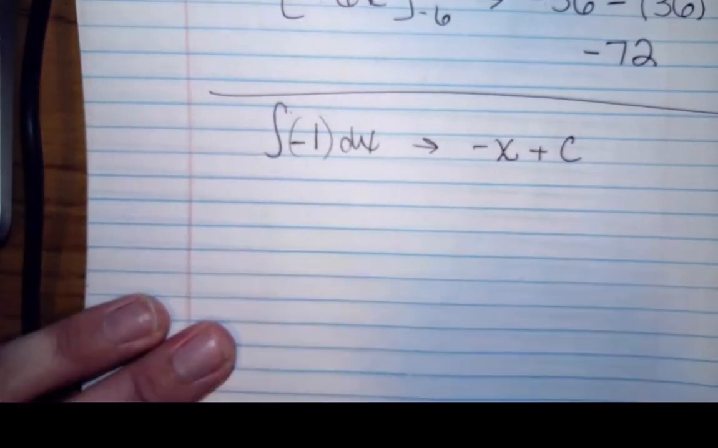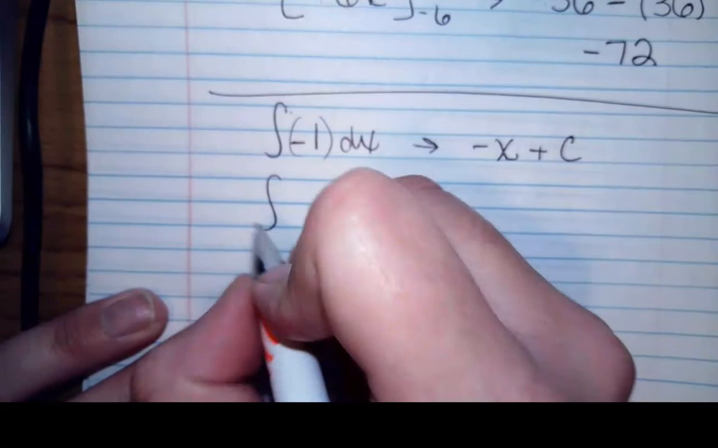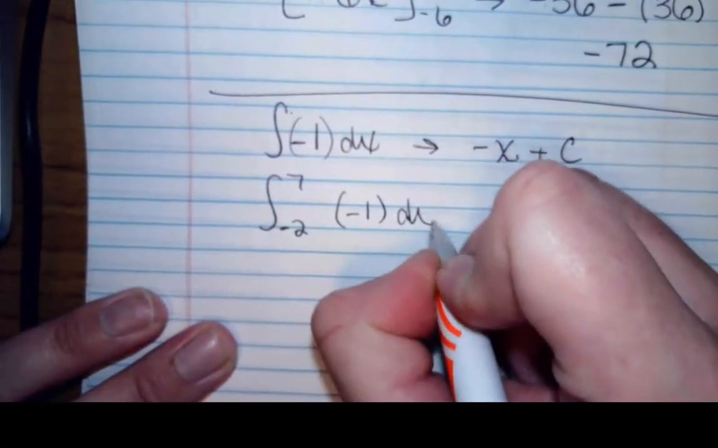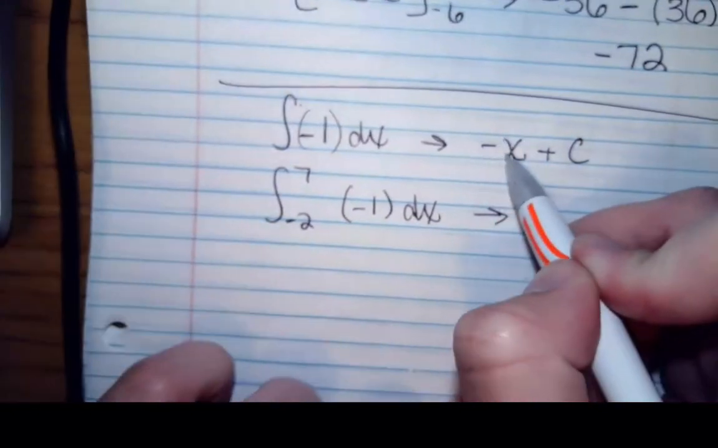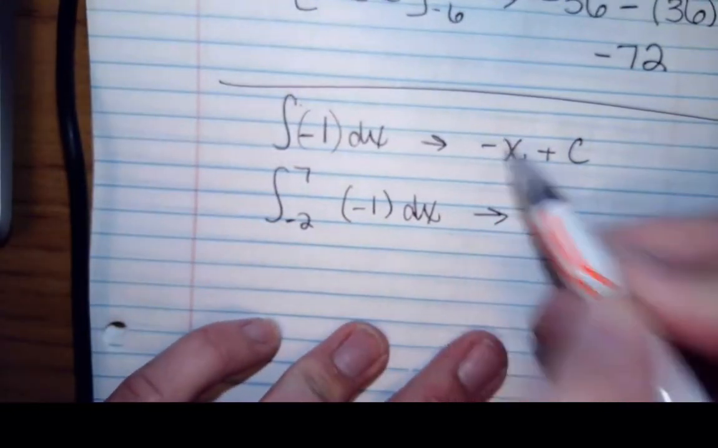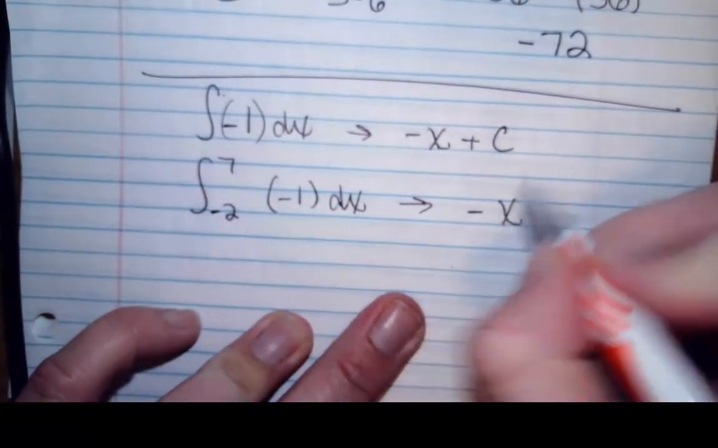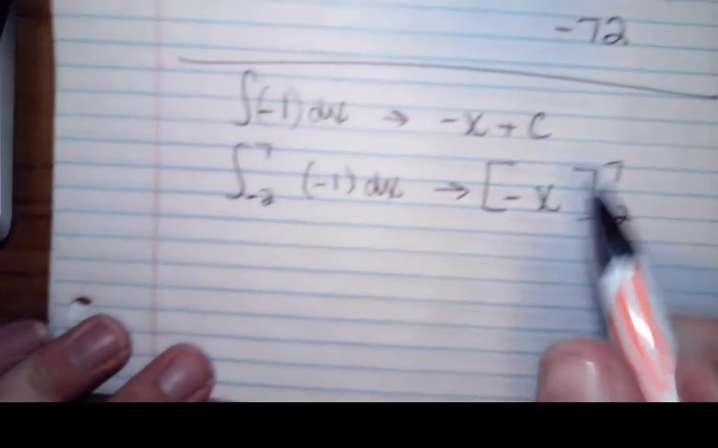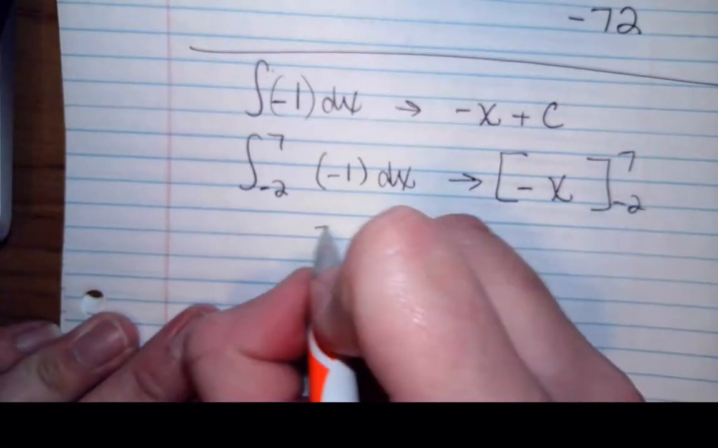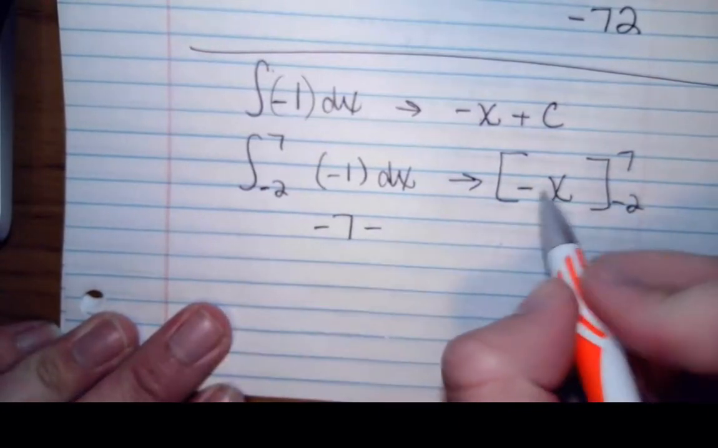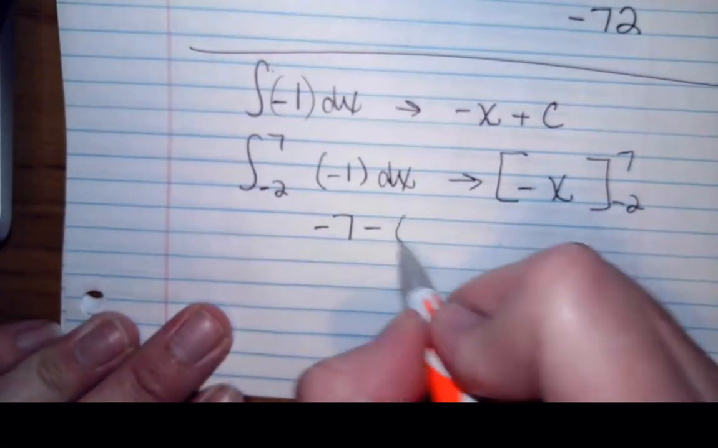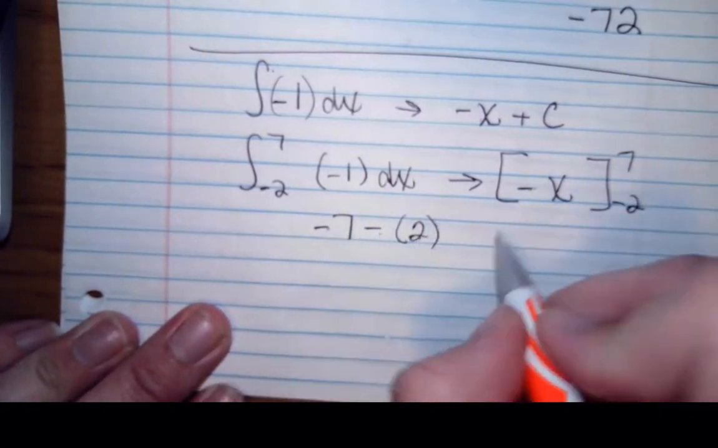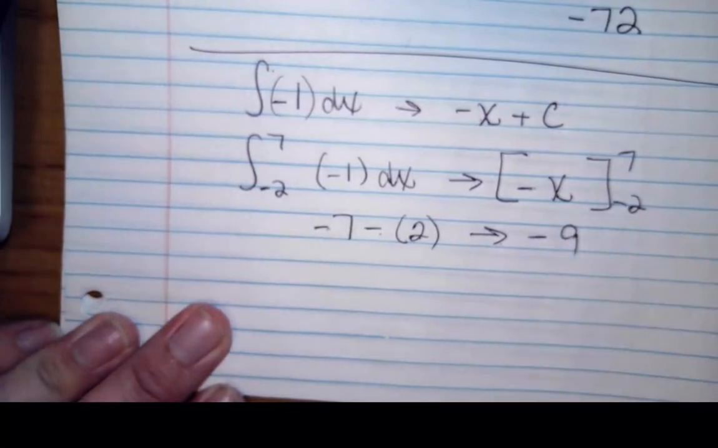Then when I evaluate the definite integral, I've got negative 2 to 7 of negative 1 dx. We already know that it integrates to negative x, but now we're going to evaluate. So negative x from negative 2 to 7 gives me negative 7 minus negative 2, which is 2. So I get negative 7 minus 2, which is negative 9.